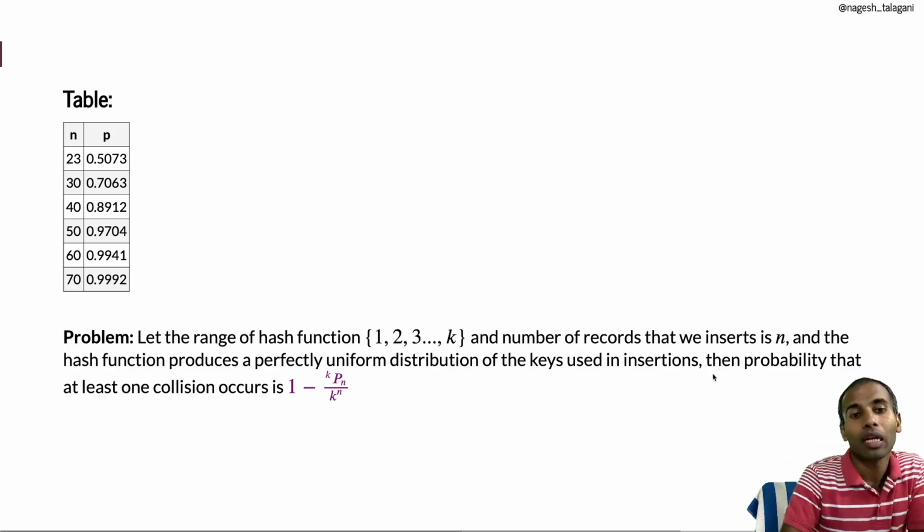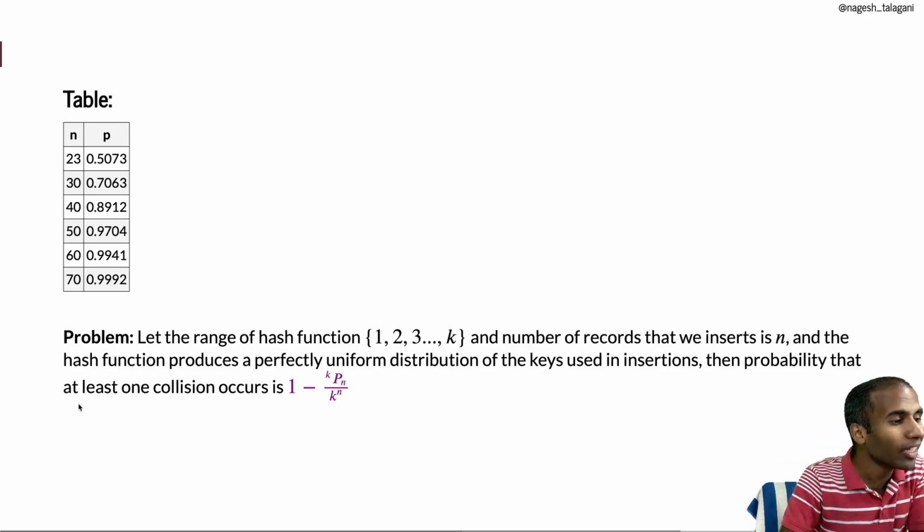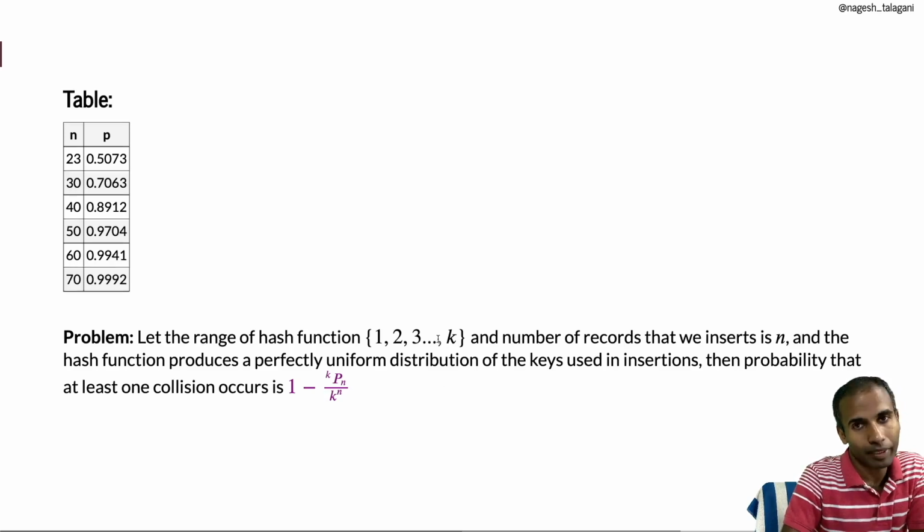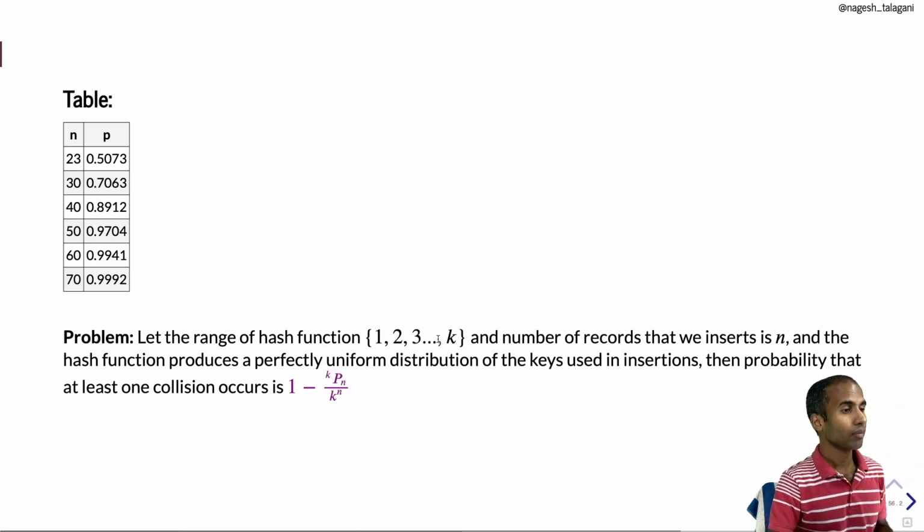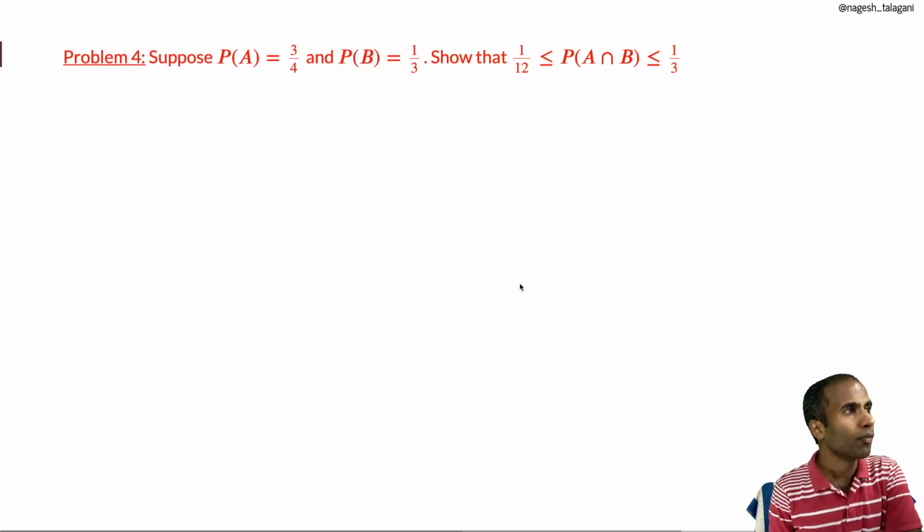Then the probability of at least one collision occurring is 1 minus kPn by k power n. So this is the probability of having a collision when you have n records and are using a hash table of size k. This is a computer science problem. Okay. Next. Problem 4.